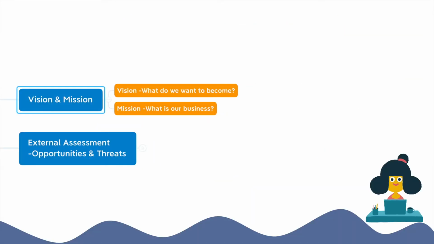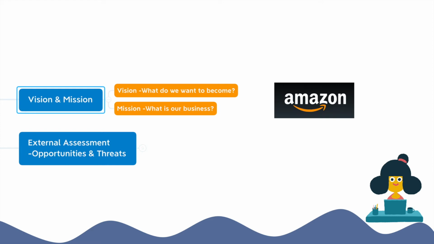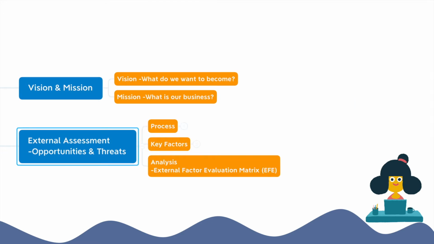Every company needs vision and mission to guide them. Vision is a company's highest goal. Take Amazon as an example. Its vision is to be Earth's most customer-centric company, while mission is about the company's business, which could be very long. Then the company should assess itself both externally and internally.